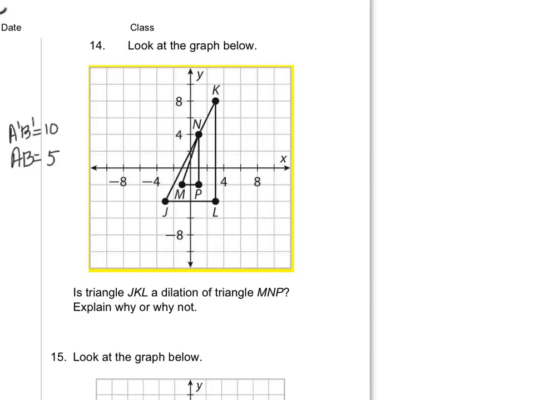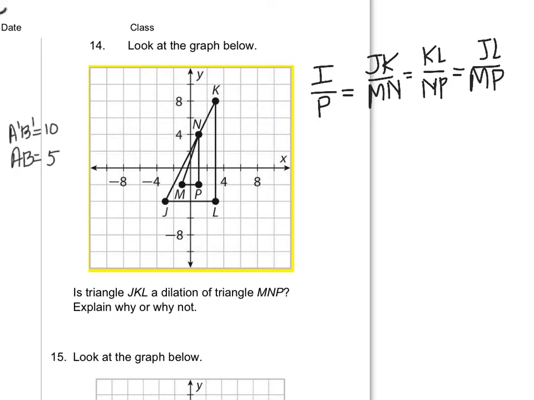Number 14. Look at the graph below. We have a triangle, JLK. And we also have a triangle, MPN. So they're asking us to find out if there was a dilation here. So we're going to need to check our sides, which might mean that we might need to do distance formula. So in order to see if our sides are proportional, we're going to have to see the measurements of JK over MN, KL over NP, and JL over NP.